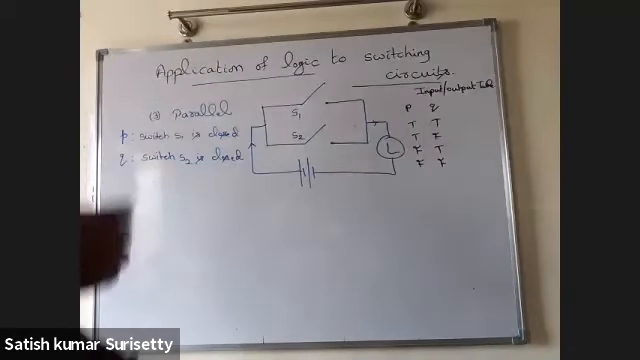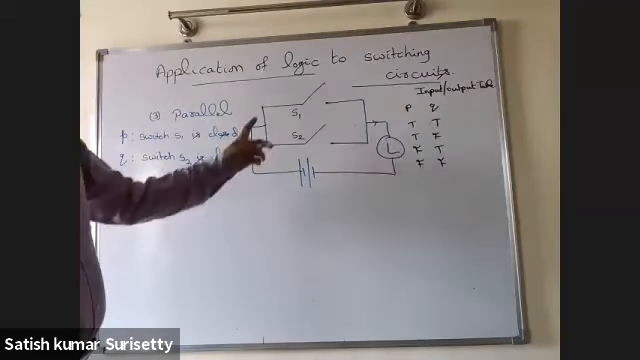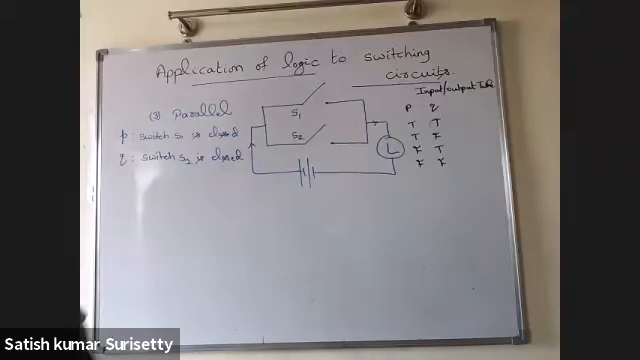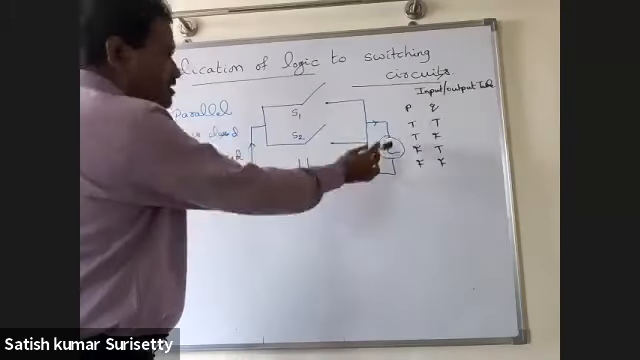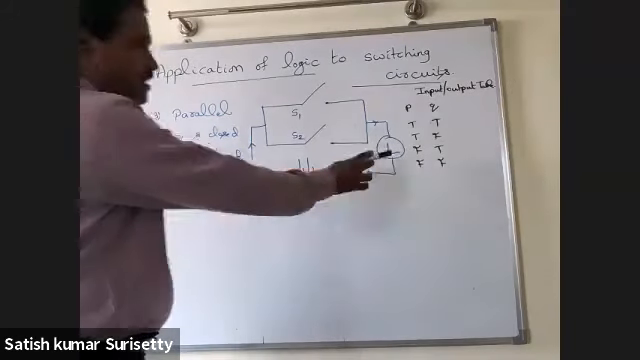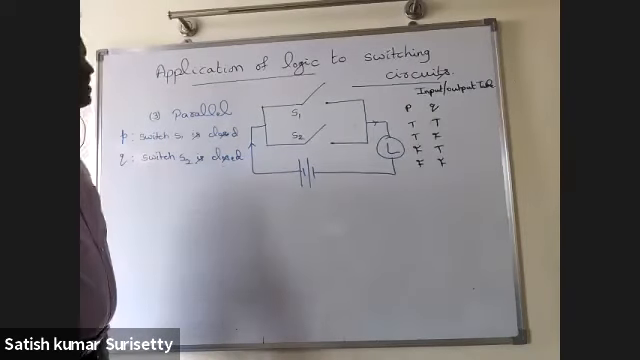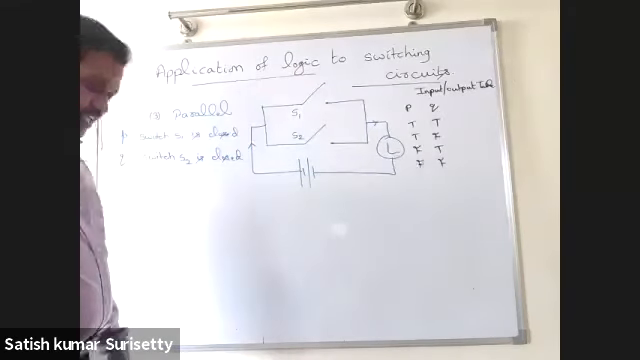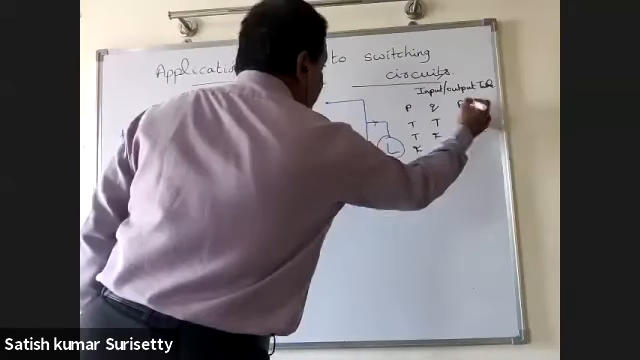So when the two switches are connected in parallel, under what conditions of the switches will the lamp glow? Any one or both switches are closed. If any one of the switches is closed or both the switches are closed, then the lamp will always glow. And the lamp will not glow only when both the switches are open. That means this switch circuit corresponds to which logical compound statement? Disjunction. That is disjunction, P or Q.